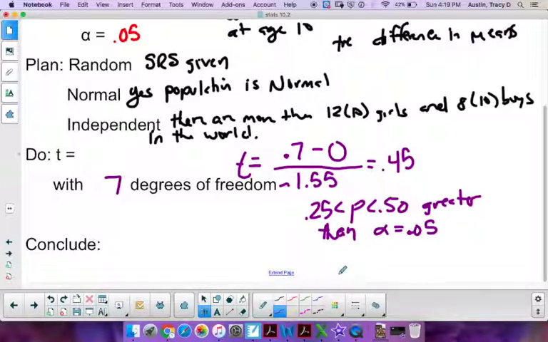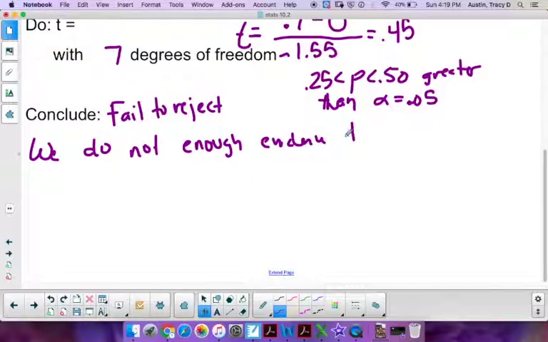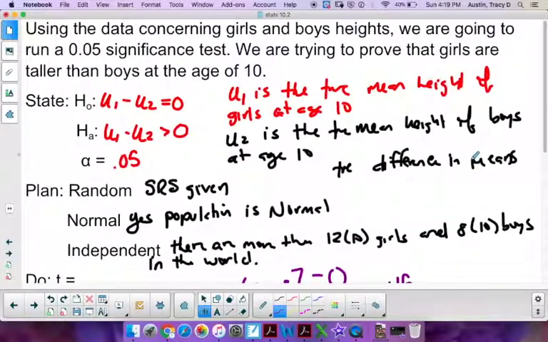Okay, so to conclude, we are going to fail to reject, and we do not have enough evidence to conclude that at age 10, girls are taller than boys. I mean, that's really what we are being asked to find, right?